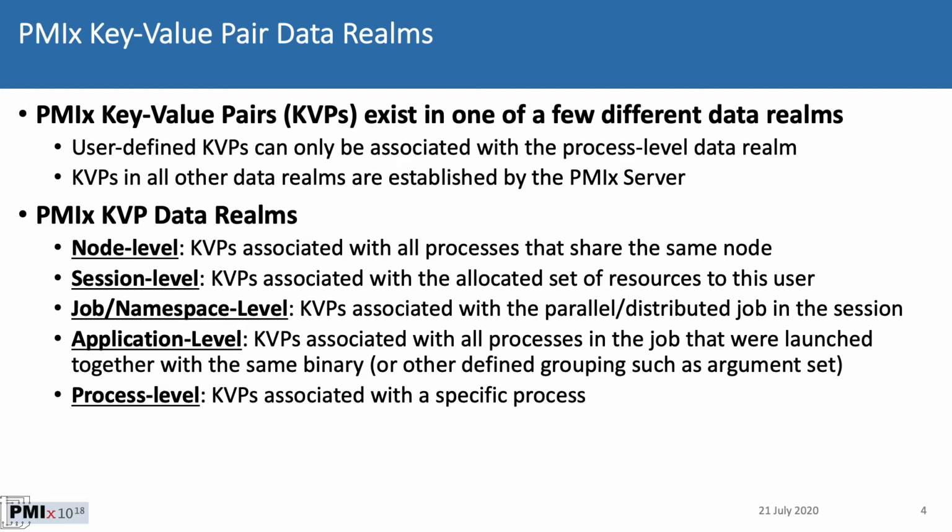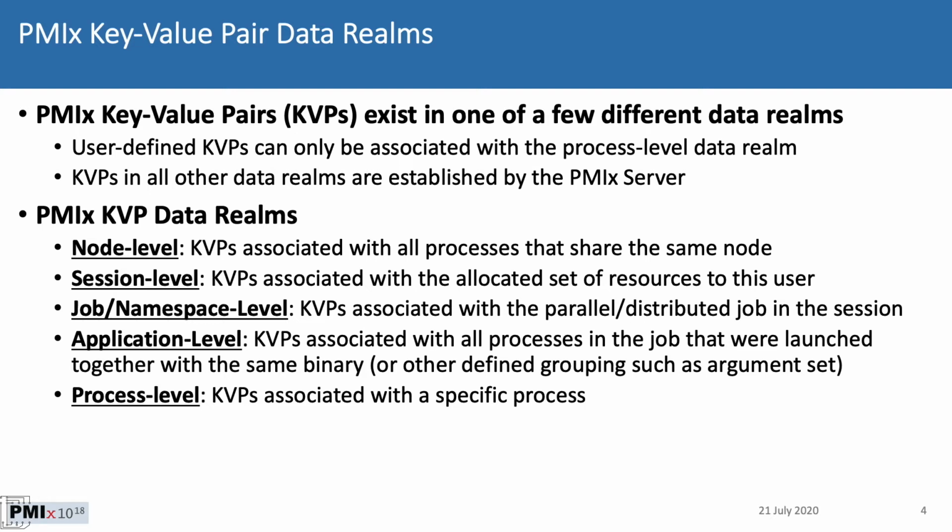There are 5 data realms. The node level: these are key values associated with all the processes on the same node, possibly from different jobs. And then the session level: key value pairs associated with the set of resources allocated to this user. The job, also known as namespace level: key value pairs associated with the parallel job in the session, and there can be multiple jobs in the session, so it's good to distinguish those two.